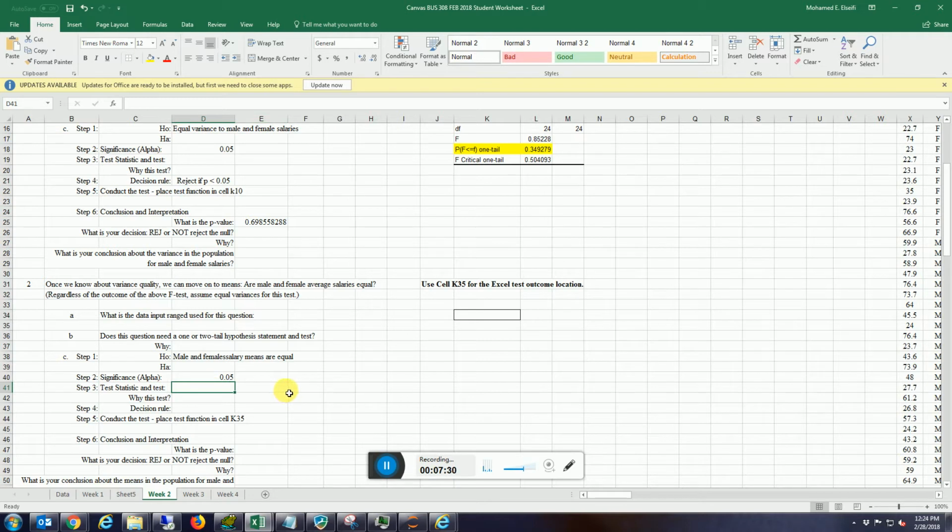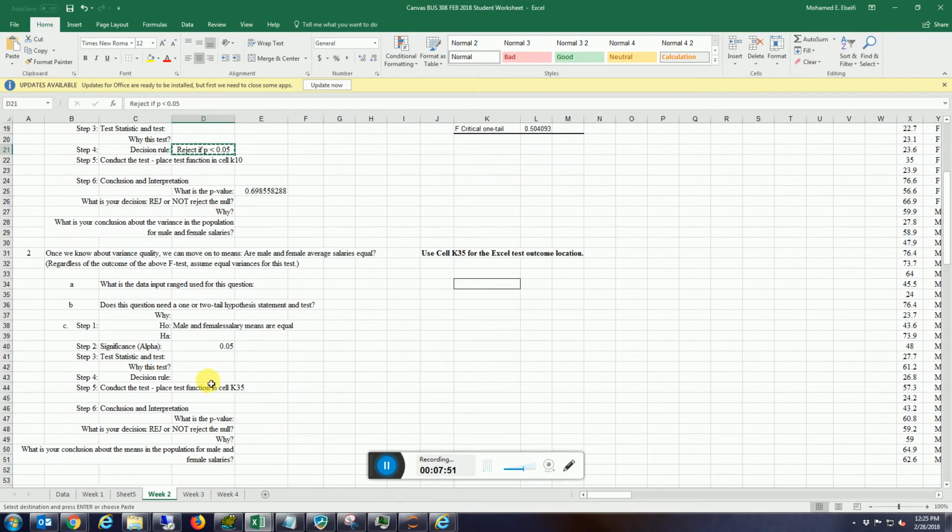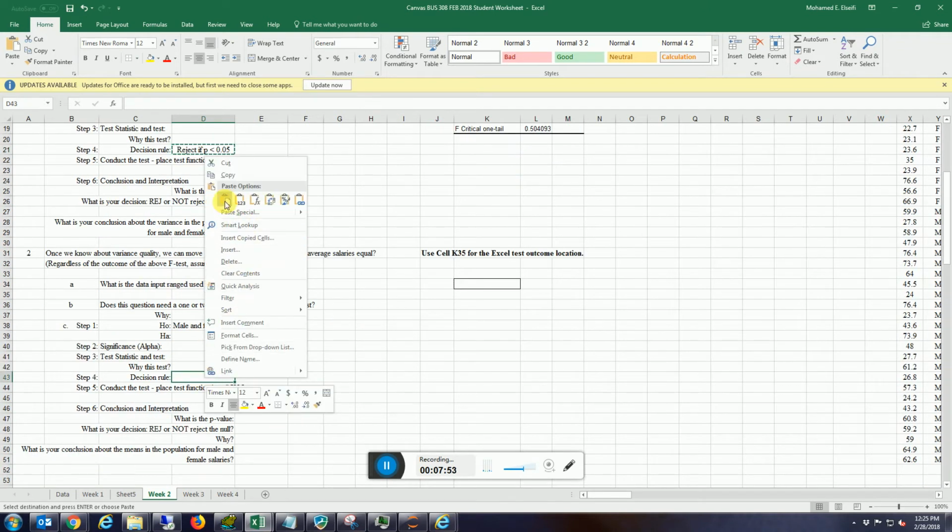Your test statistic is a t-statistic, because we're conducting a t-test. And why are we selecting this test? Because we're comparing means. Okay, we're testing the difference between two groups. And our decision rule, we're going to again reject the null, so we can copy this: reject if p is less than 0.05. So that's going to be our decision rule.